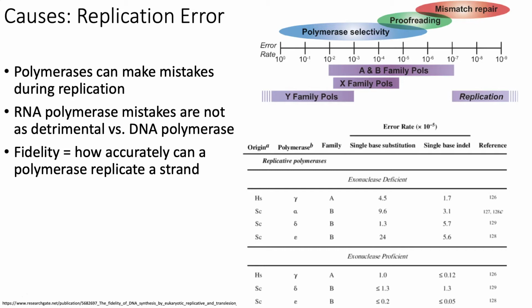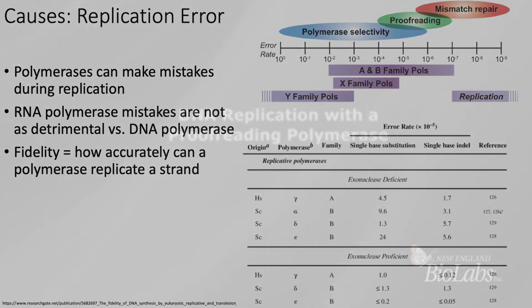That's also called 3' to 5' exonuclease activity, because normally DNA polymerases build from 5' to 3', right? And so they kind of look back from the 3' to 5' direction, the other way. And that's where that name comes from.